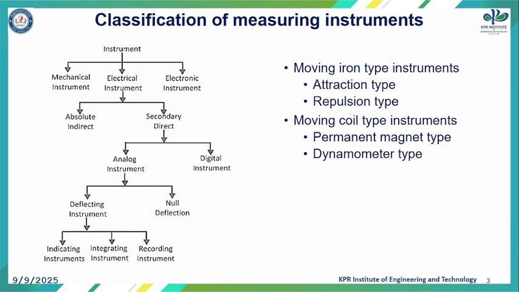Moving iron type instruments are classified into two types: one is the attraction type, another one is the repulsion type. In the case of moving coil type instruments, they are classified into the permanent magnet type and the dynamometer type. So these are all the classifications of the measuring instrument.